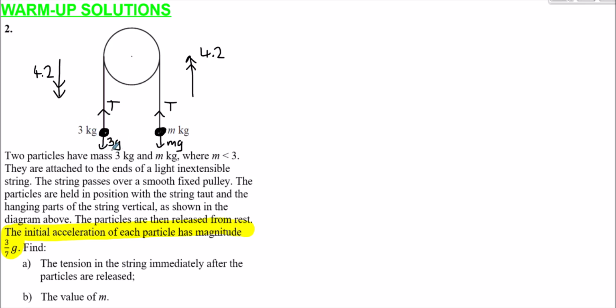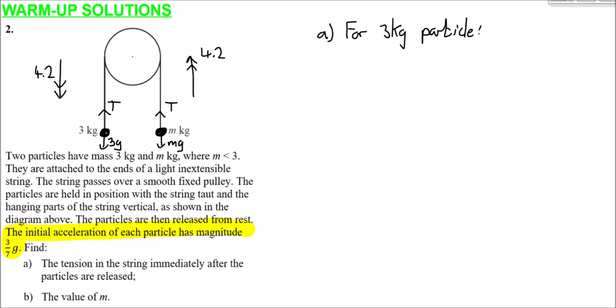So we can now think about how to tackle this in terms of thinking about this particle here or that particle over here. Let's consider the 3 kilogram particle, because that's the particle we know more information about. We know the weight and mass of this one, we don't know the mass of this one. So for the 3 kilogram particle, what do we have? Well, we can apply F equals ma to the 3 kilogram particle, so let's do that.